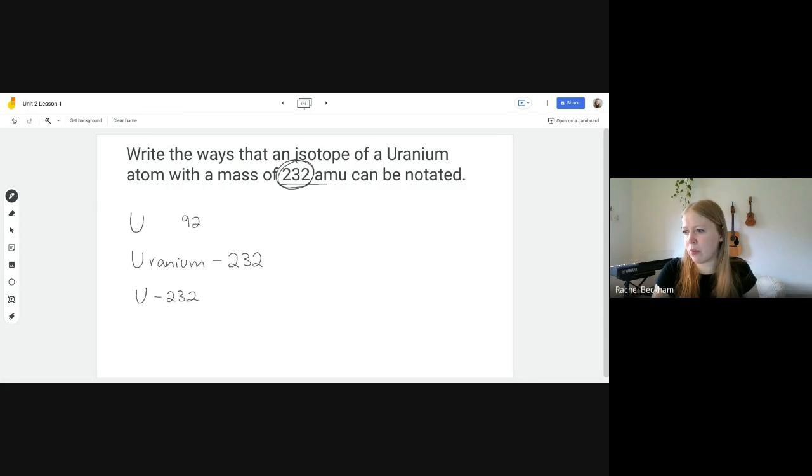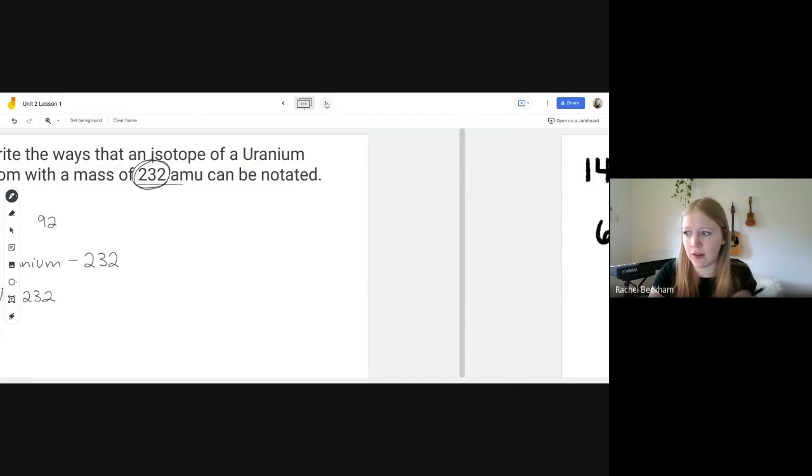Let me think of some other ways that they want you to write that out. There is one other way that we can write it, and I'm going to show you that in the next picture here. It's called isotopic notation. These are really the two ways that you can write it, and then there's one more way called isotopic notation. So we'll come back to this.